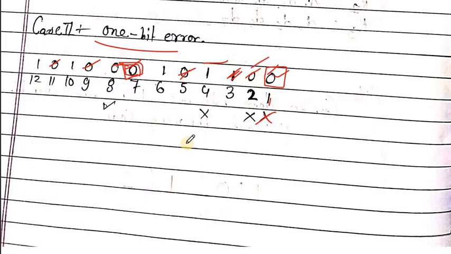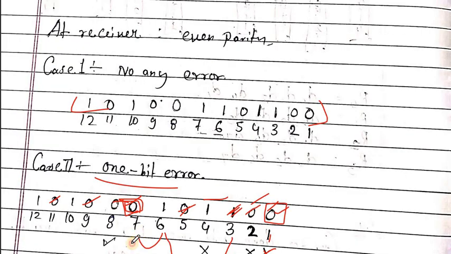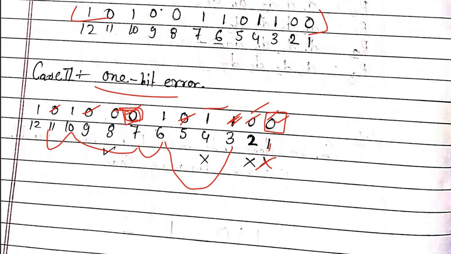And the same for R2. We have to follow the 3 at the 3 place, then 6, 7, then 10 and 11. Now count the number of ones: 1, 2, 3. There is an odd number of ones, but here the parity bit is 0, so this parity bit is also corrupted.